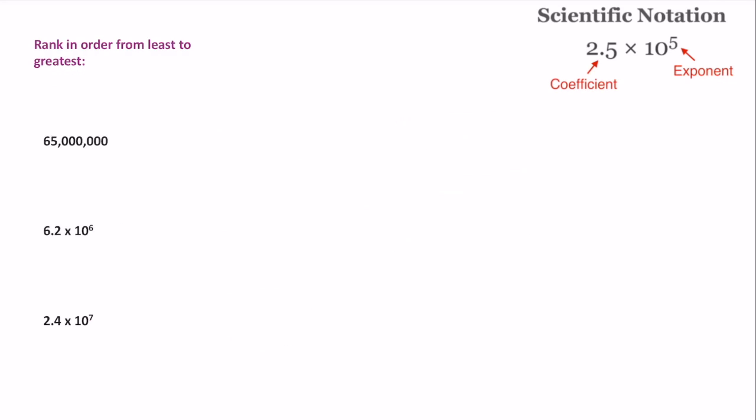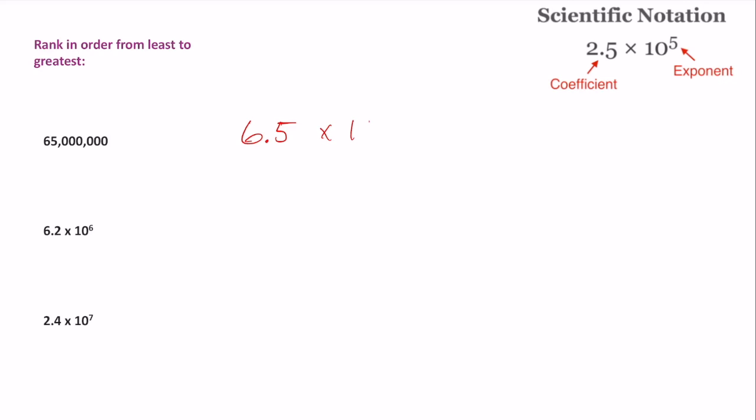All right. One of the things that scientific notation is really helpful for is ranking numbers from least to greatest, because it makes it really easy to compare. So we're just going to write these 3 numbers in scientific notation, and then we can just rank them, biggest to smallest, right? So 65 million, I got to write that. Well, that's 6.5. I know that's my coefficient.